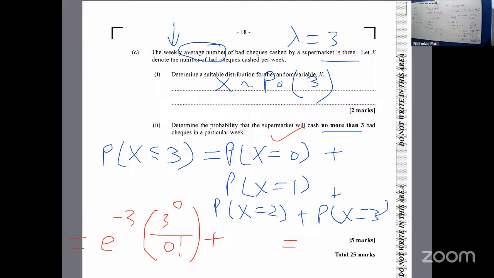Remember the question said that it will cash no more than 3 bad checks in a particular week. So because it's a week, lambda is still 5. And because they said no more than 3, you're doing it for 0, 1, 2, and 3. And no shortcut in this one.